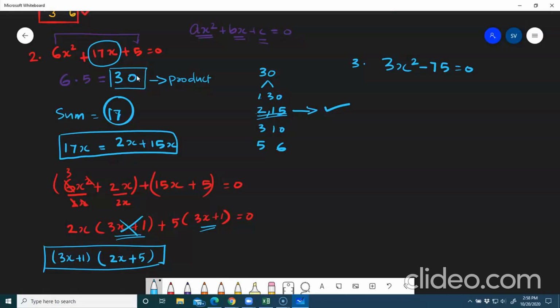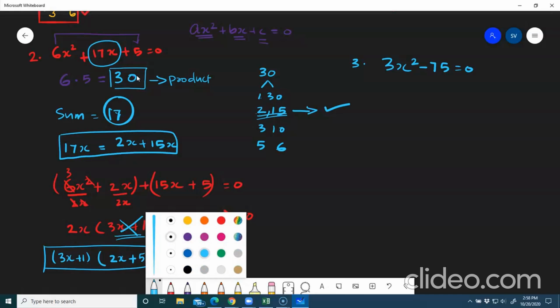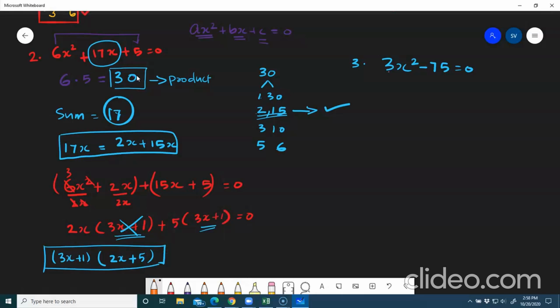Okay, so here you have a 3, here this is 75. So then think what I can do, 3 and 75. So 25 times 3 is 75. So you can rewrite this as 3x squared minus 25 times 3 equal to 0. So both the terms consist of 3. So take it out. So this is 3 times x square minus 25 equal to 0.